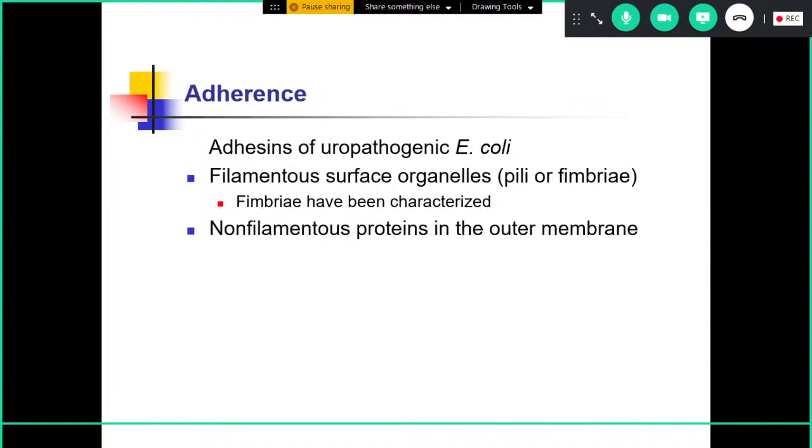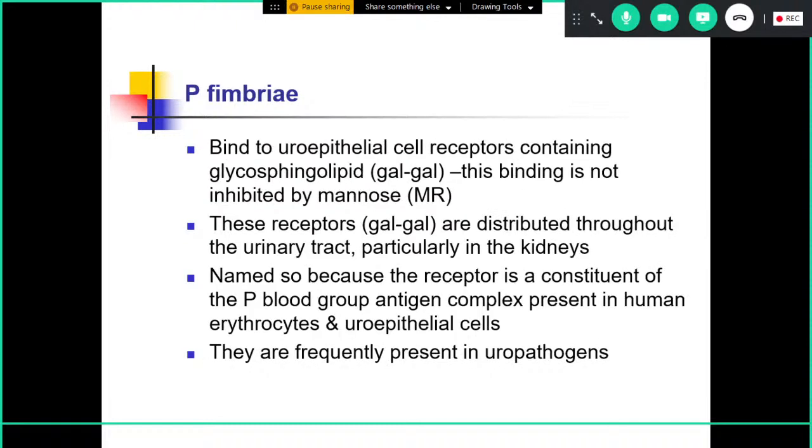Now, coming to each of these virulence factors individually, one is adherence. The adhesins of uropathogenic E. coli are filamentous surface organelles, that are pili or fimbriae, and there could also be non-filamentous proteins in the outer membrane. Now, these fimbriae have been characterized based on electron microscopy and RBC agglutination and so many things. And based on these you will come across the different kinds of fimbriae like the P fimbriae, type 1 fimbriae, S, and so many others.